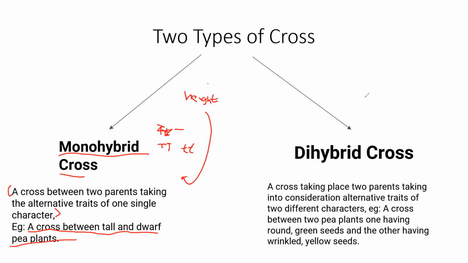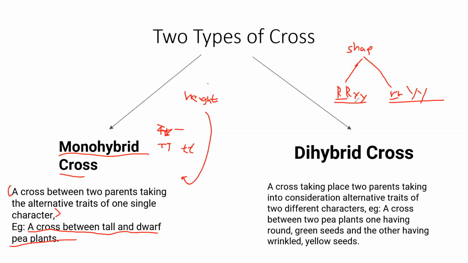Now for dihybrid cross, we have mentioned another example, when you're crossing a round green plant with a wrinkled yellow plant. Over here you can see that there are 2 different pairs of contrasting traits. This one is round and this is wrinkled. So this is the shape.